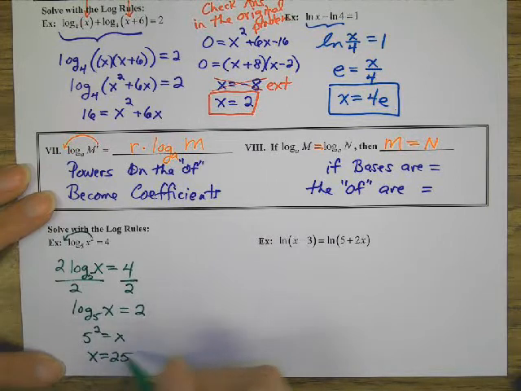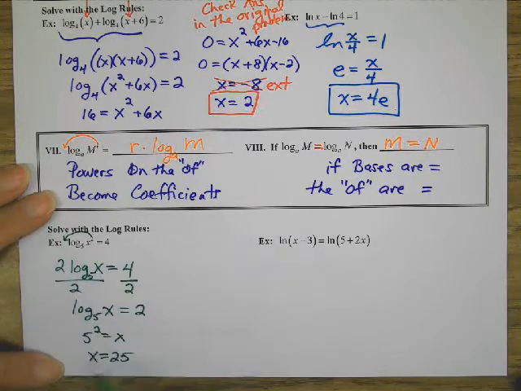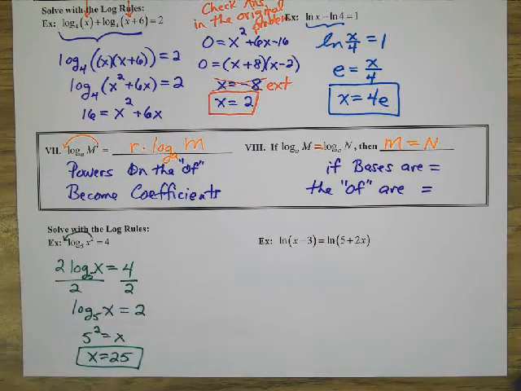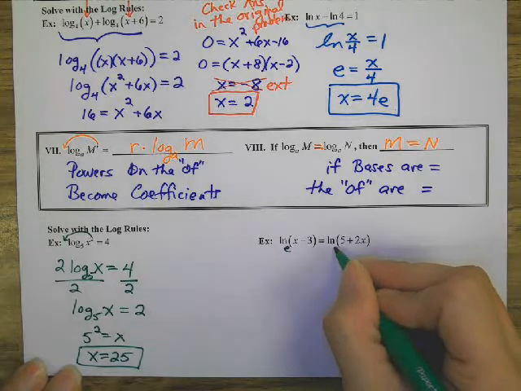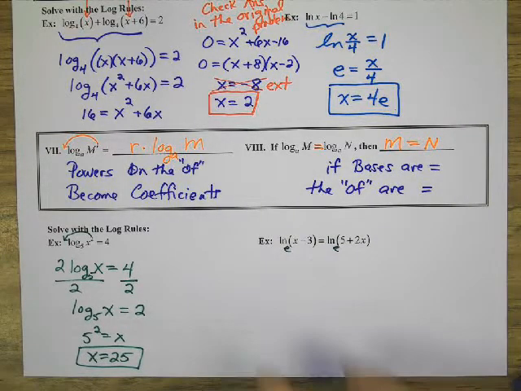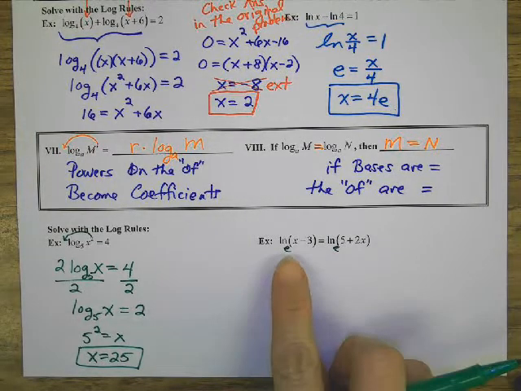Here's an example. I've got a base e and I've got a base e. Okay, and there's just 2 of them. There's one on the left and there's one on the right. That's a base e on the left, a base e on the right. So this is an example of rule number 8, where the of on the left can equal the of on the right. We'll just go ahead and solve this.